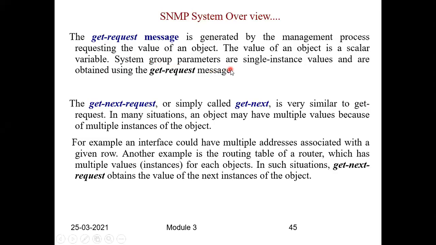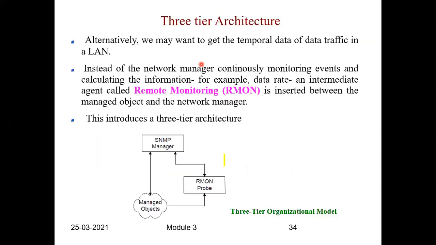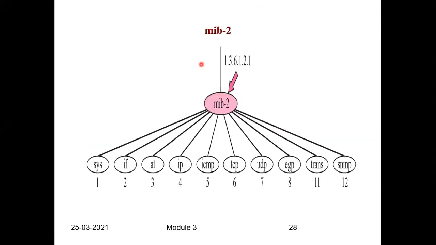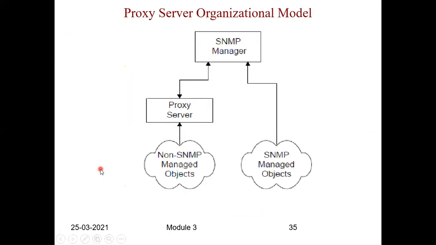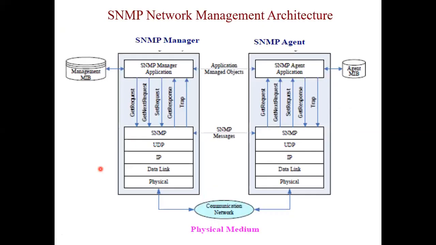So the system group parameters are single instance values that are obtained using the get. Right now you will not understand system group parameter, but it's an online class. जो MIB2 का जो tree था, the first group, वो जो MIB2 was into 10 categories. I'll just project this diagram if you just remember. So the system group is the first parameter over here. Okay, so that is what we are talking about.